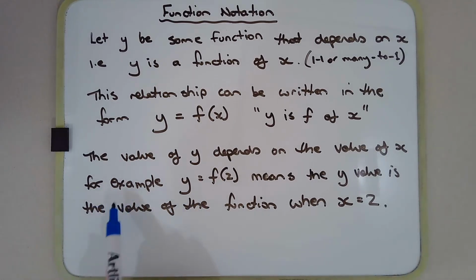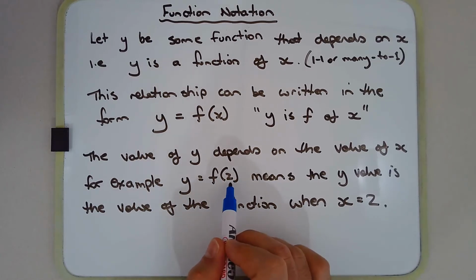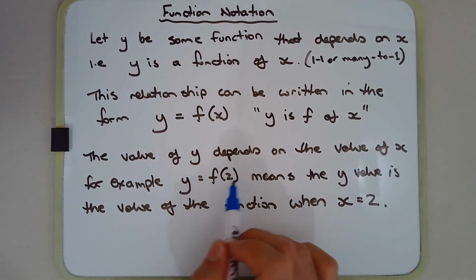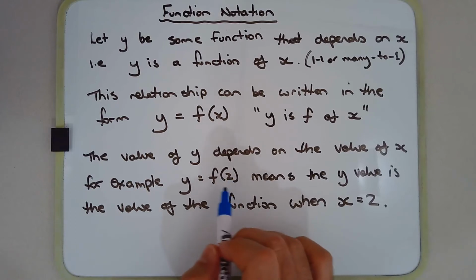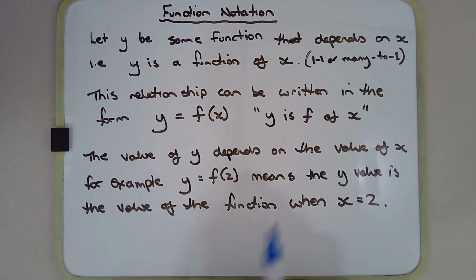So, for example, if we write y equals f of 2, remember that the value inside the brackets is the independent variable. We can set that to whatever we like. Whatever the equation or expression is, when you substitute 2 into it, that'll set the value of y. So this means that the y value is the value of the function when x equals 2. Now this is going to make a bit more sense when we look at an example.